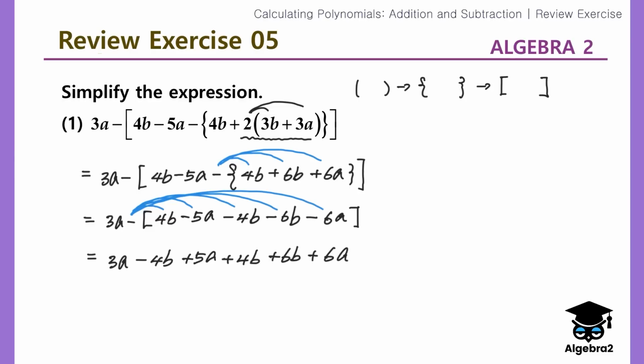So let's look at terms. We have 3a, 5a, 6a. So that's going to be 3 plus 5 plus 6. That's 14a. And for b, we have minus 4b plus 4b, 6b. Minus 4 plus 4, that's 0. And plus 6, that's 6b, right? So we have 6b.